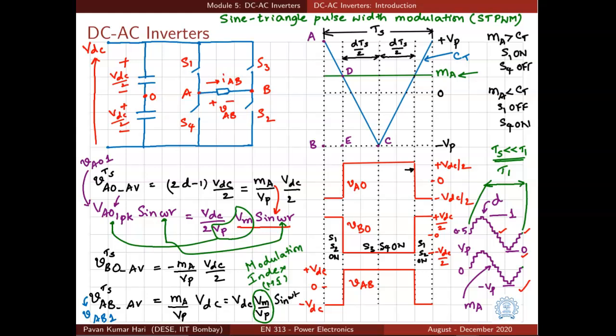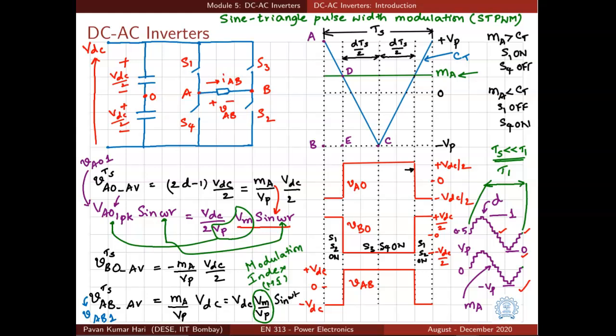denoted by VAB1. And since MA is a sinusoid Vm sin omega t, we can express the fundamental component of VAB as VAB1 equal to VDC times Vm by V peak into sin omega t. So this Vm by V peak, that is the ratio of the peak value of the modulating function to the peak value of the carrier function, here the ratio of the peak value of the sine wave to the peak value of the triangular wave, is popularly known as the modulation index. And what does it represent? It represents the peak fundamental voltage that you get, because VDC is fixed.